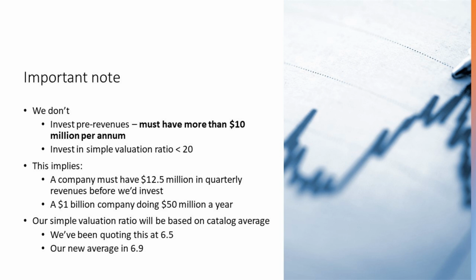So our simple valuation ratio then keeps us from investing in companies that haven't proven their traction or developed some momentum in whatever space they're operating in. We can also take that and calculate it for a handful of stocks in our catalog. More than that, we're doing somewhere around 100 calculations for that. So what we can then do is take that population and average it. And you would have heard us talk about the catalog average of 6.5. Well, our new average that we've calculated is 6.9.